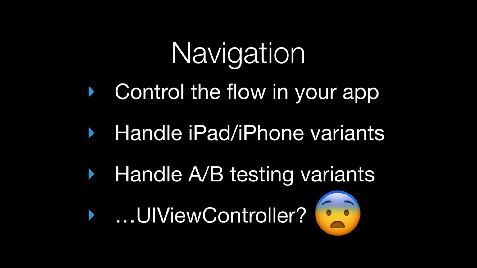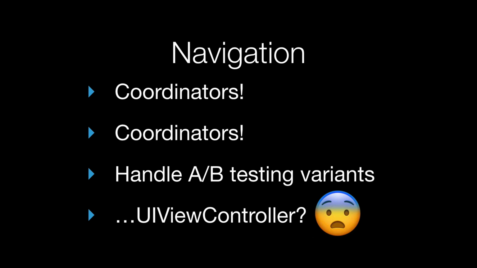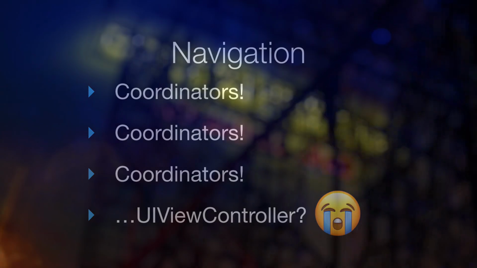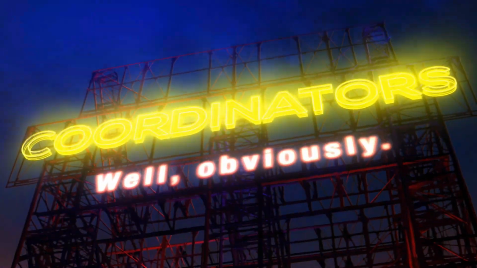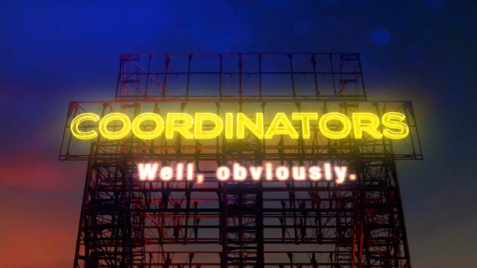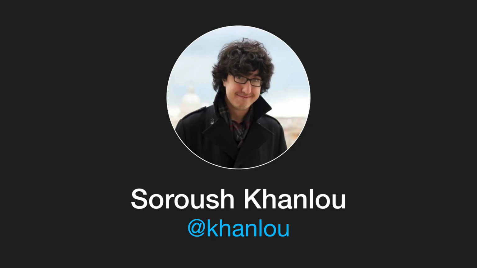This is where coordinators come in. They take over the control flow in your app. They can handle the device variants and handle A-B testing variants. But they never replace view controllers. Those things are still required. So the solution I want to present to you for these problems and more is to use the coordinator pattern to replace this control flow in your view controllers with a separate object that does it really well and really cleanly. This concept was introduced by Soroush Khanlou, one of my favorite speakers in iOS.